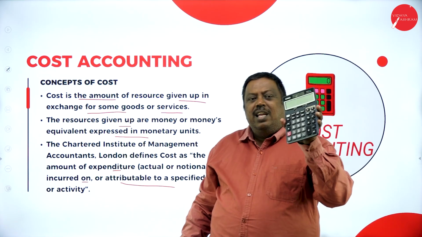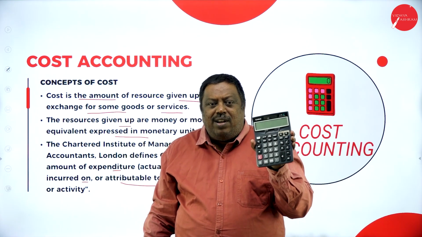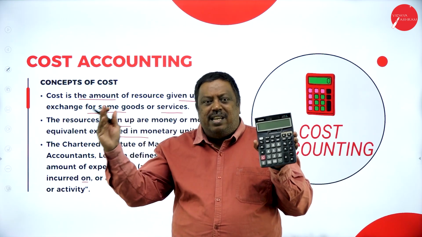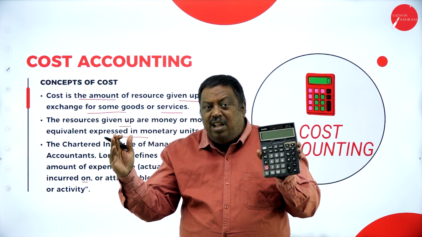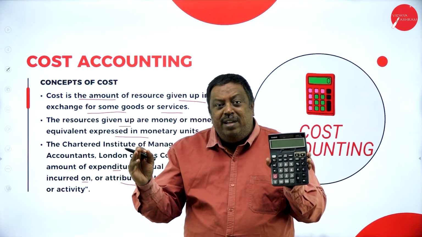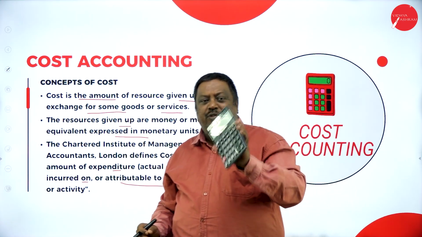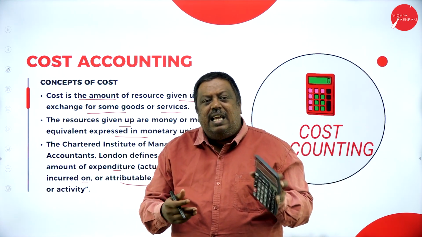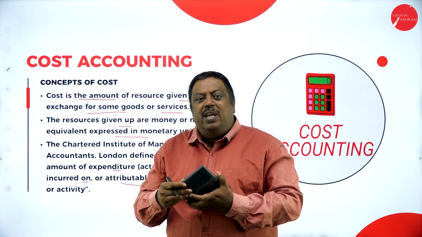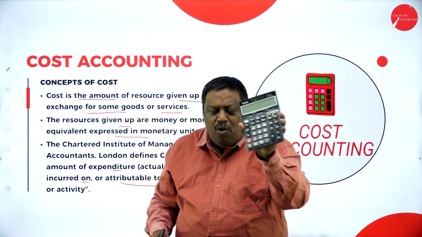That means, if I purchase the calculator near my residence, walking there, and I ask, what is the cost of the calculator? He says 450. So I'll bargain and pay 400. So for me, the cost of the calculator will be 400.